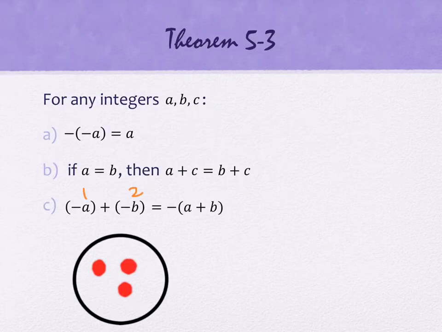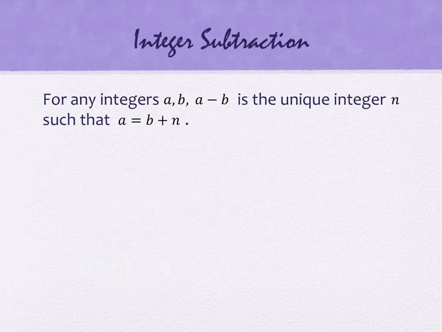All right, integer subtraction. For any integers a and b, the value a minus b is the unique integer n such that a equals n plus b. Or b plus n is what I've written down. Same thing.